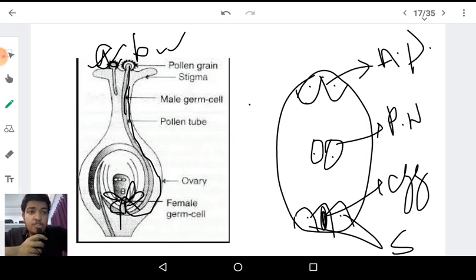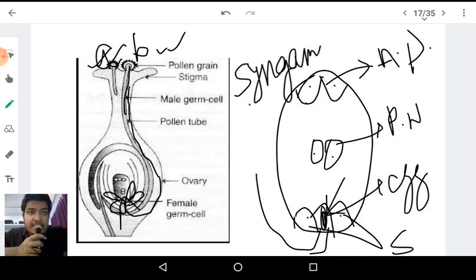So now the pollen tube is going to enter via the synergids, and it is going to discharge two male gametes per pollen grain. One of these male gametes is going to fuse with the egg, and the process is known as syngamy, that is known as fertilization. Fertilization is also known as syngamy, that is the fusion of the male and the female gamete. The first male gamete is going to fuse with the egg cell, and the second male gamete is going to fuse with the polar nuclei.